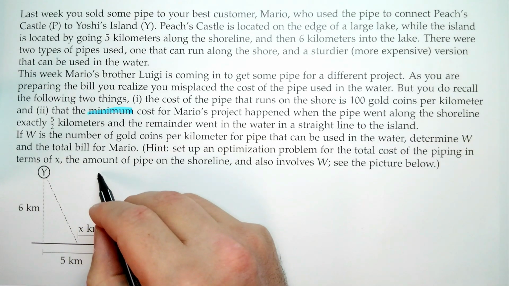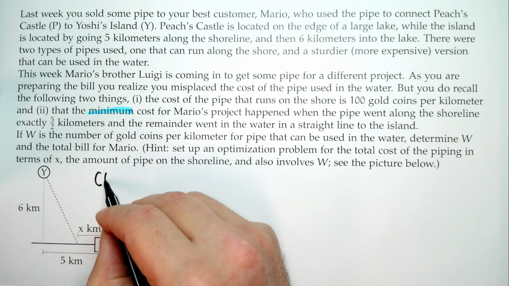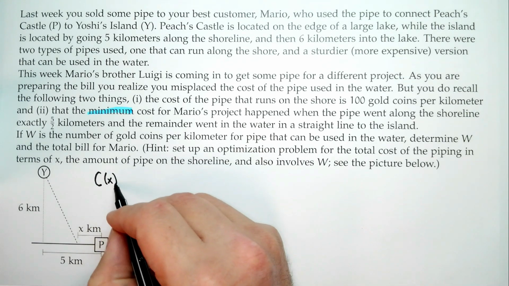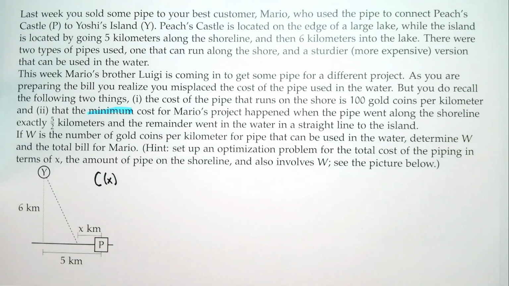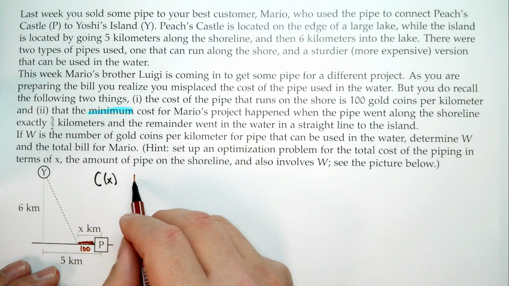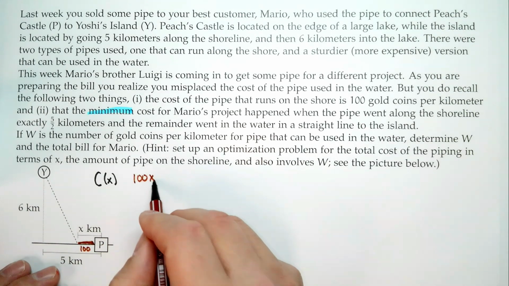So here we go. Cost depends on how far the pipe went along the shoreline. So there's 2 pieces here. There's the shoreline, and the shoreline is pretty easy in terms of X. It's X itself. So this is how far we go. And what's the cost? Well, it's 100 gold coins per kilometer. And so the cost for the shoreline is 100x.